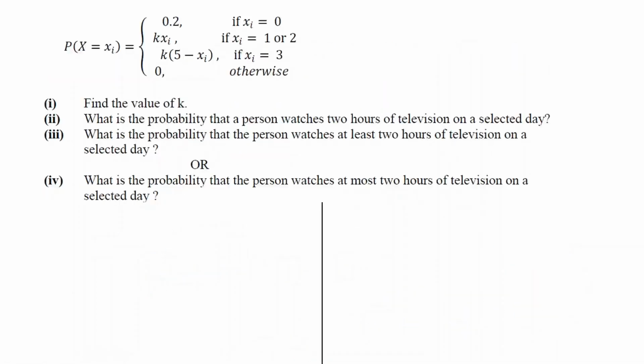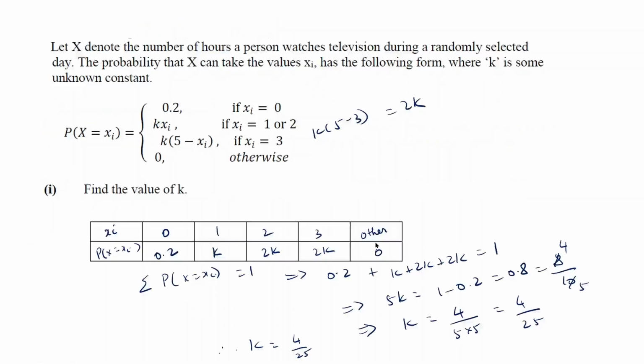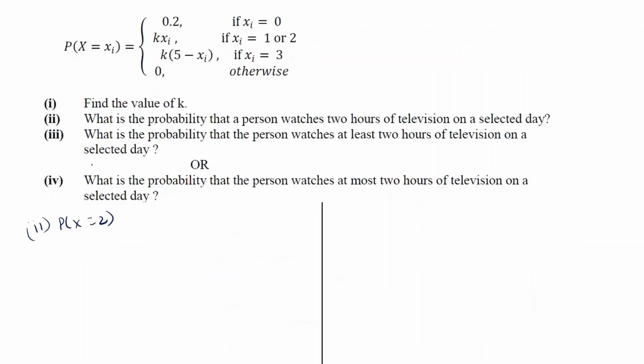Now, let us move on to the next subdivision. What is the probability that a person watches 2 hours of television on a selected day? For the second subdivision, it is probability of Xi equal to 2, which is 2K. K we already got the value as 4 by 25. So, it is 2 into 4 by 25, which is 8 by 25.